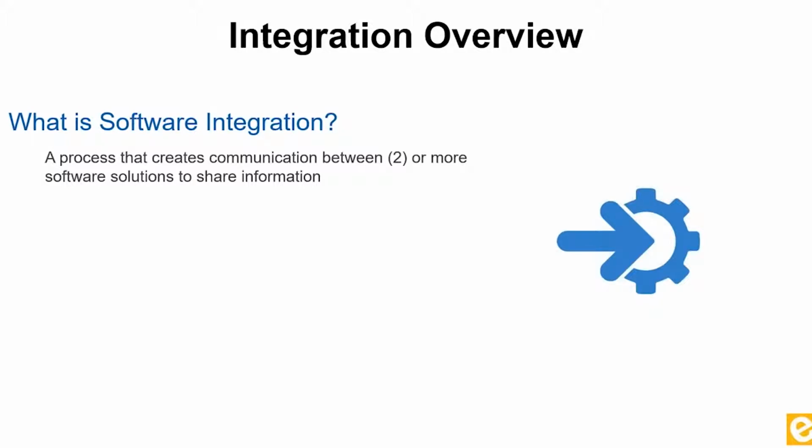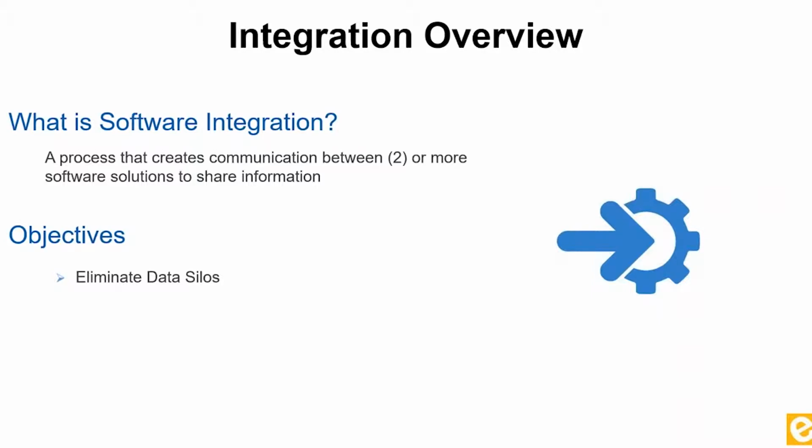So this is kind of the definition that I think of for software integration. It's basically a process that creates a communication between two or more software solutions to share information. And so what we're doing is we're making multiple different softwares feel like one software while still using the best parts of each individual one and creating a sort of best of breed solution that combines them all together.